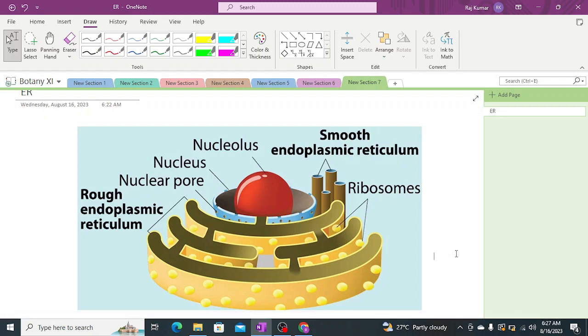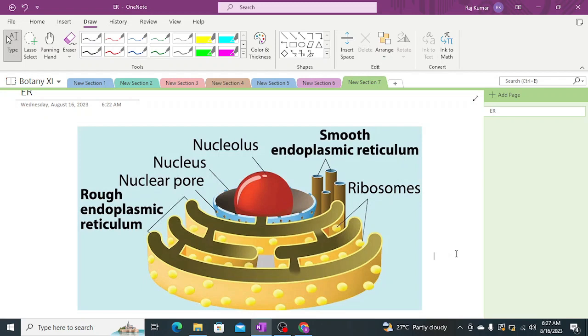Endoplasmic reticulum is synthesized by the outer nuclear membrane. And how does it form? We are going to discuss that as well. It was discovered by Porter in 1945, and there are two parts of endoplasmic reticulum: rough endoplasmic reticulum and smooth endoplasmic reticulum. Rough endoplasmic reticulum has ribosomes as granules, therefore it is also known as granular endoplasmic reticulum.